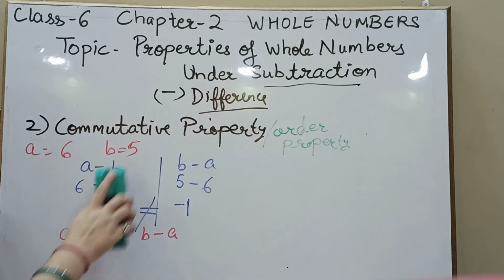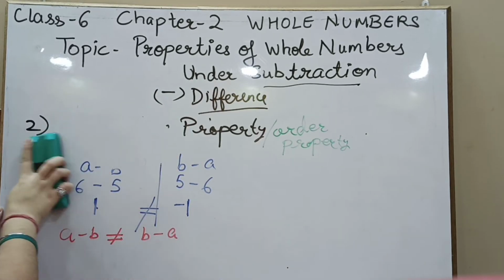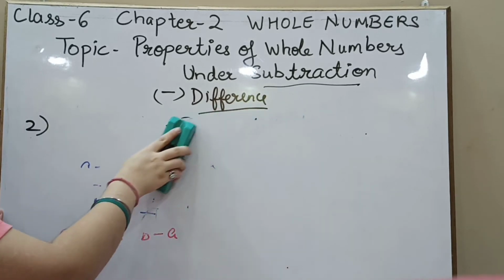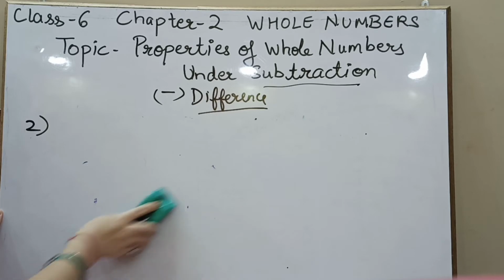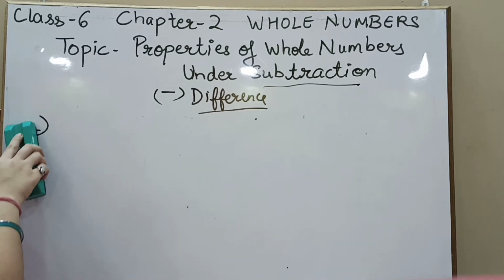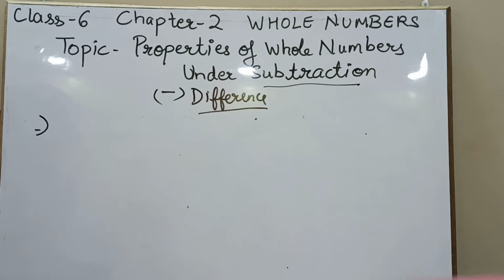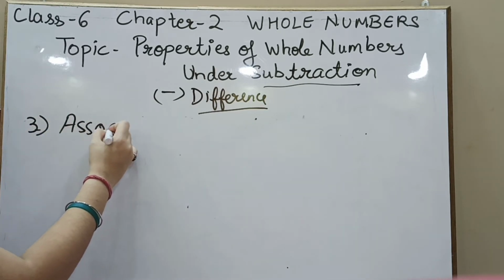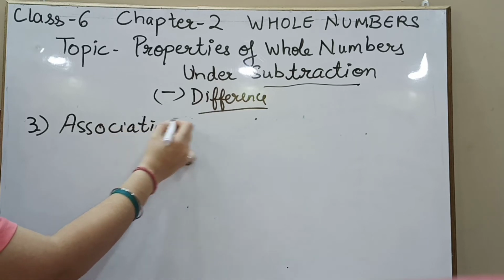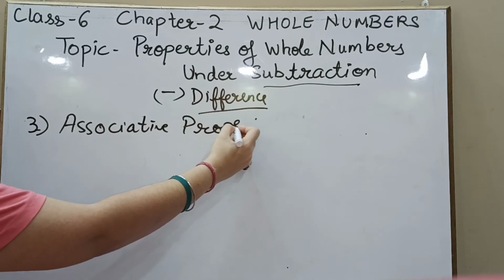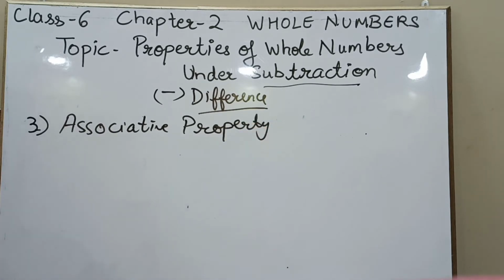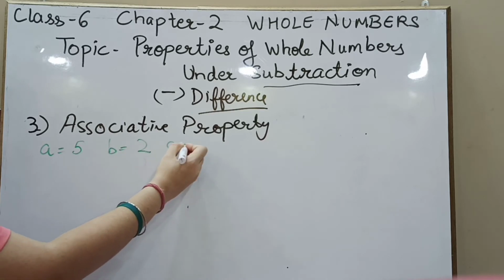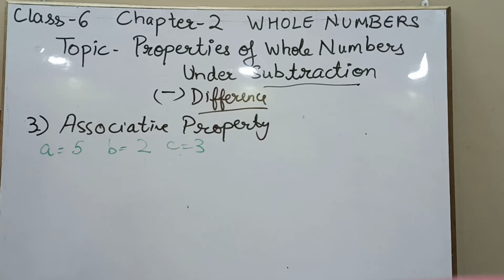The third property is the same as we have done in addition. The third property is known by the name of associative. When we talk about associative, the word itself tells you that you are going to associate numbers. You are going to group the numbers in such a way that the answer seems to come out the same. When I talk about the associative property, let's take 3 numbers: A as 5, B as 2 and C as 3. We have taken 3 numbers A, B, C.